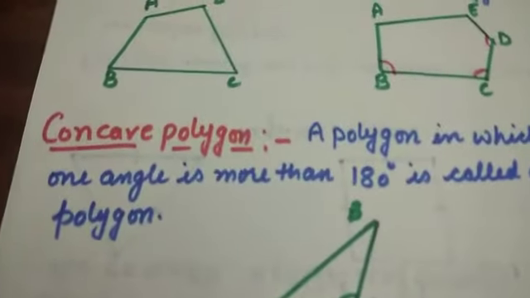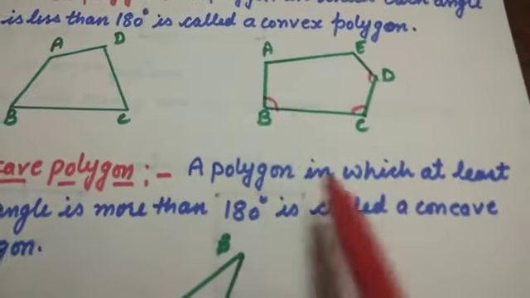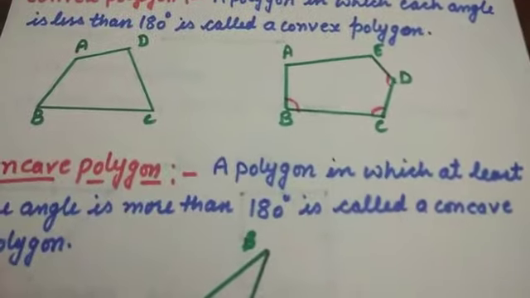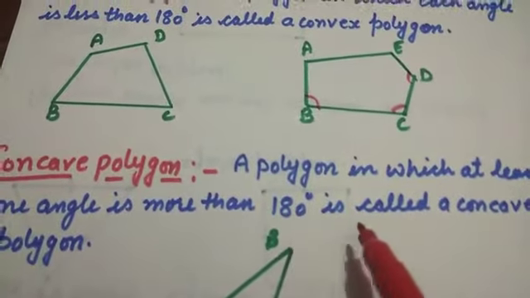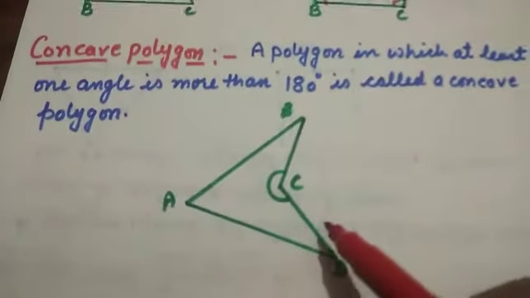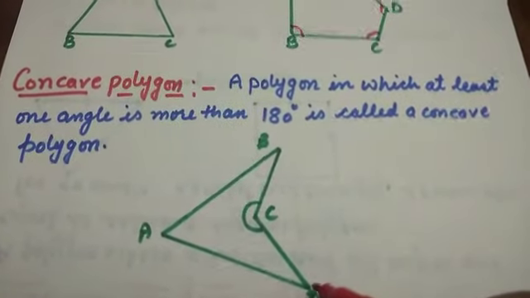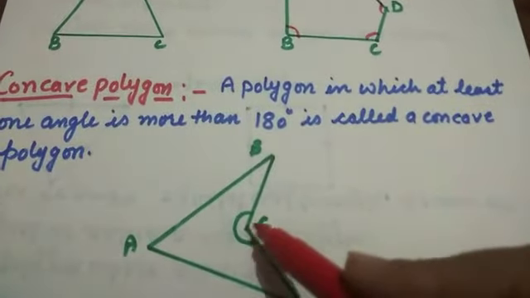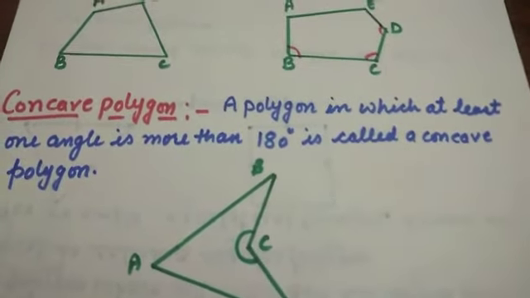Now next we have concave polygon. A polygon in which at least one angle is more than 180 degrees is called a concave polygon. Now you can see ABCD is a concave polygon. Here angle C is more than 180 degrees. So this is a concave polygon.